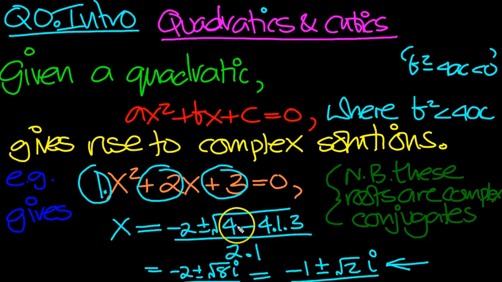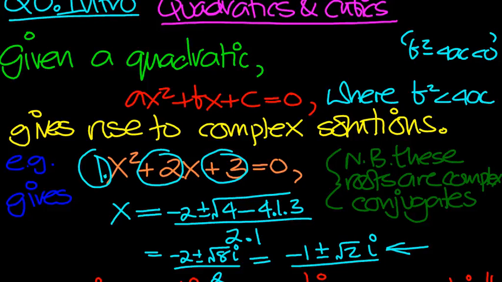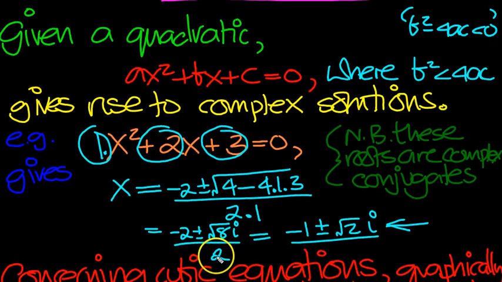The minus 2 is fine. Plus or minus is okay. 4 take 12 is minus 8. So we can write minus 8 square rooted as root 8 times i, can't we? As is customary, all over 2a, which is 2, and then split this fraction up. Minus 2 over 2 is minus 1, plus or minus root 2i.